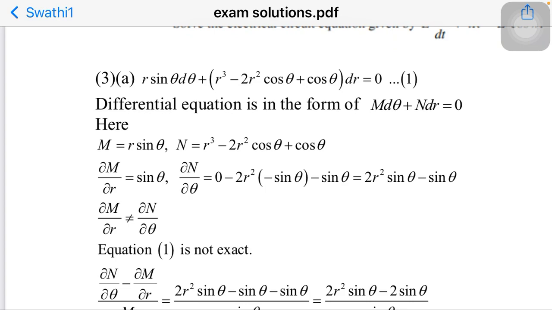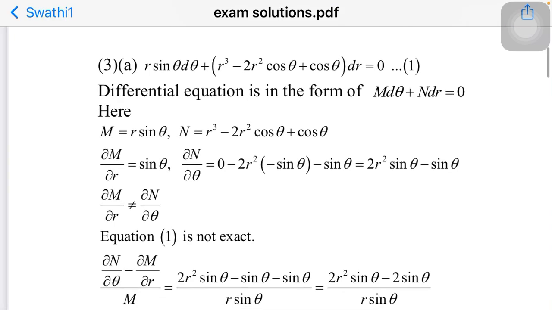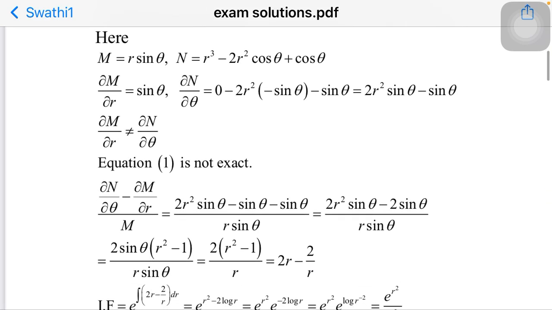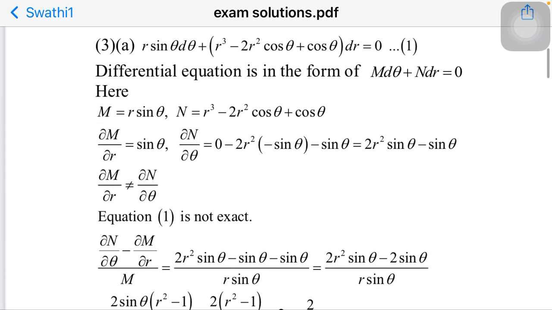Cos theta derivative is minus sin theta. So dou M by dou r is not equal to dou N by dou theta. Here we note that partially differentiating with respect to r means you treat theta as a constant. Partially with respect to theta means you treat r as a constant. So you have to remember the concept. So here dou M by dou r is not equal to dou N by dou theta, so equation 1 is not exact.